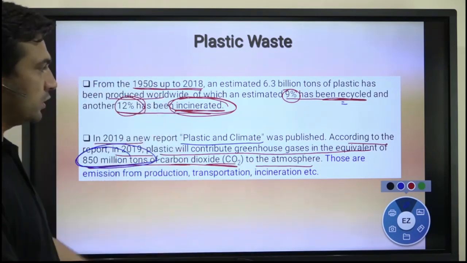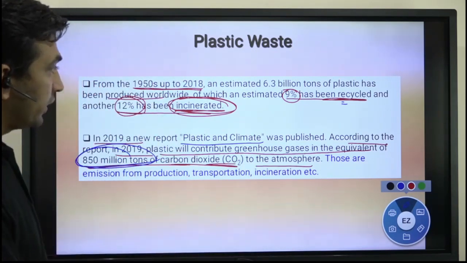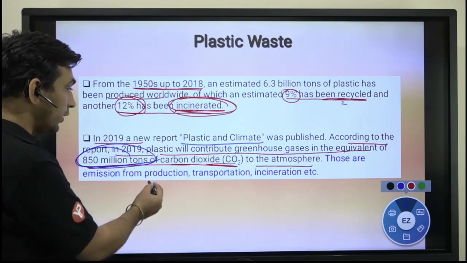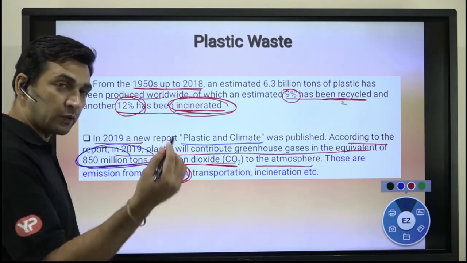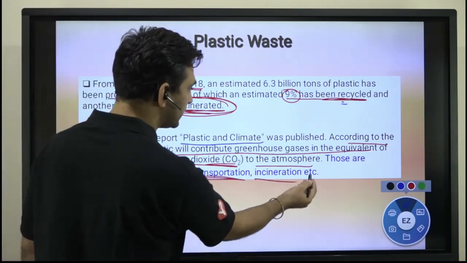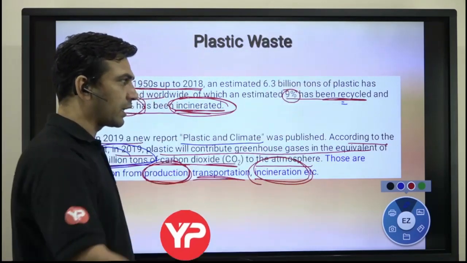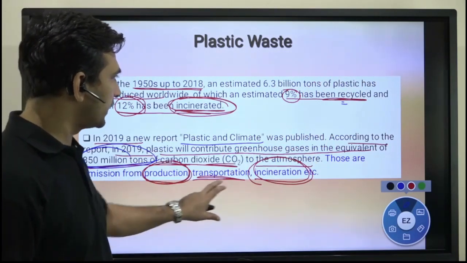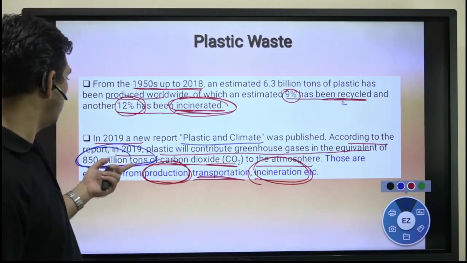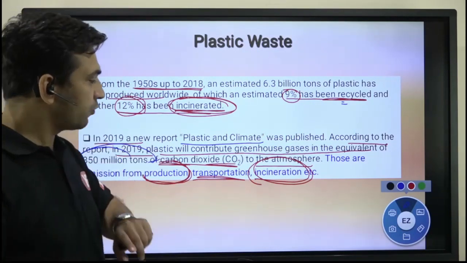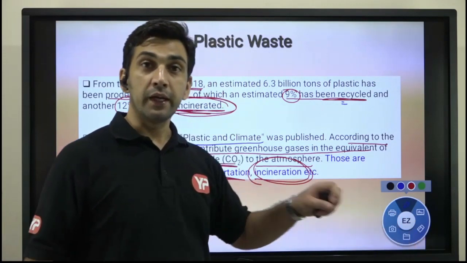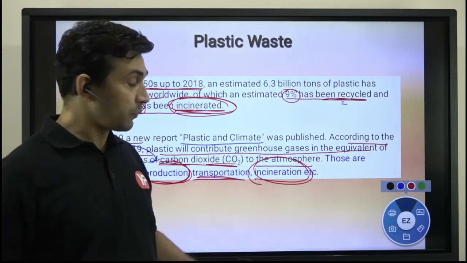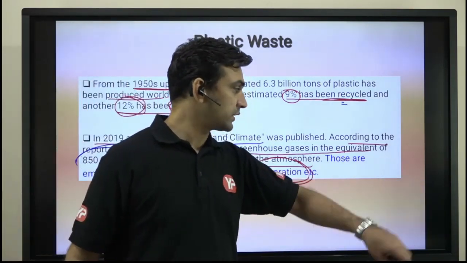Roughly, it is expected that this amount of carbon dioxide would have been released. Those कहाँ से आई? During the production, आपने production के दौरान जब आपने उस प्लास्टिक को बनाया, transportation के दौरान, and incineration. Because when incineration took place, obviously carbon dioxide or other pollutants may have got released into the environment. Because of all those processes associated with this plastic, roughly this amount of carbon dioxide is getting released, and therefore you can also say indirectly it is contributing to global warming, because in this whole process greenhouse gases are getting released.